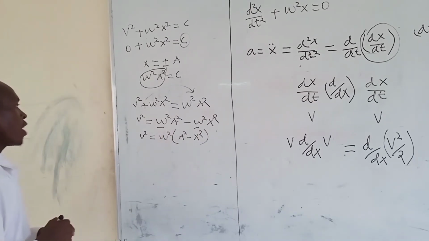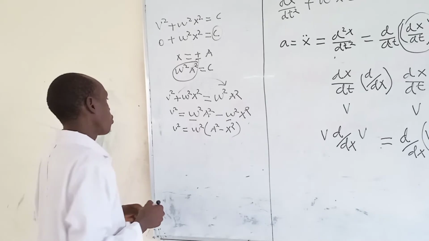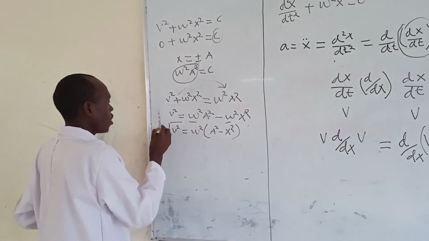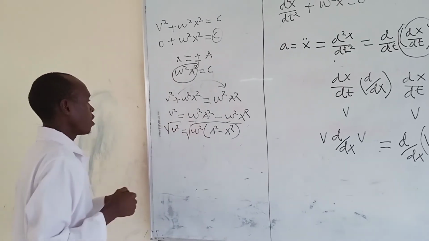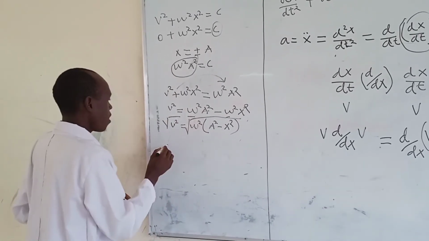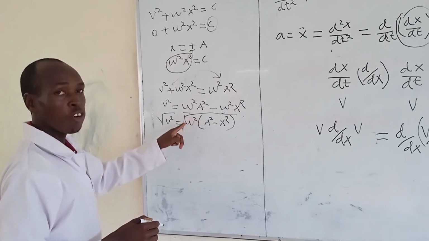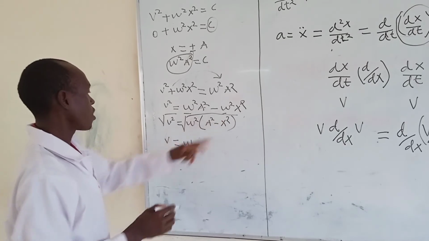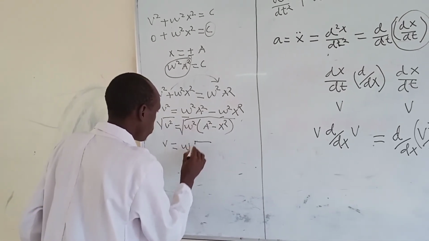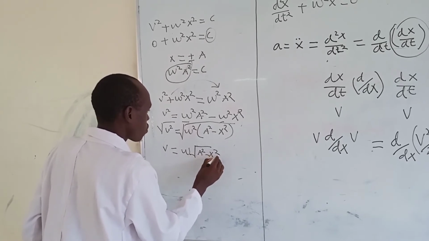After closing the bracket, we find the square root so that we can get v alone. So we shall do the square root of v squared, then the square root of this one. So the final one, we shall have v is equal to omega, then the square root of a squared minus x squared.